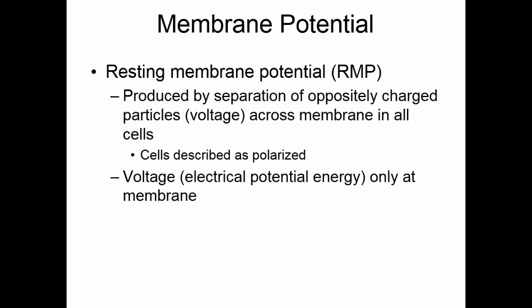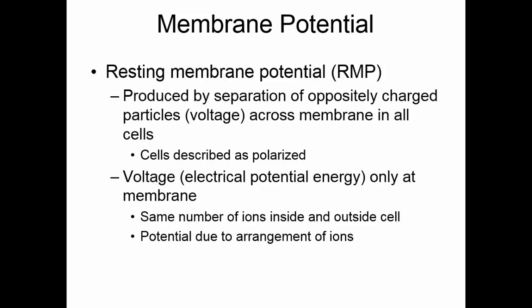This electrical potential energy is only at the membrane. We have to have the same number of ions inside the cell and outside the cell. We have to have the same number of positives and negatives inside the cell and the same number of positives and negatives outside the cell. So this voltage is not the result of an inequality of ions, but rather an arrangement of the ions.